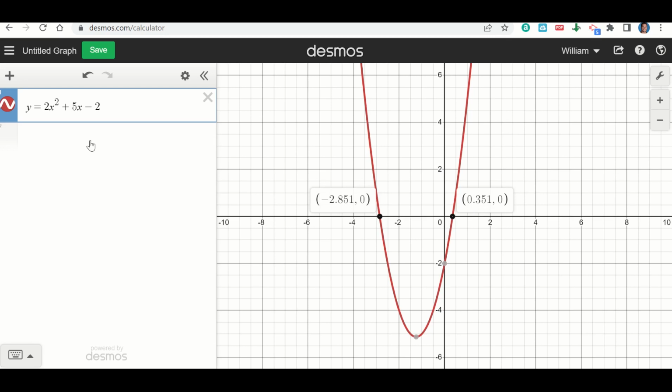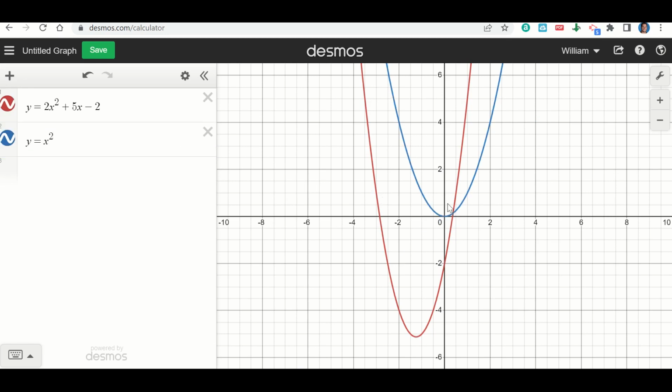So no matter which equation I type in, so I can type in y equals x squared, there's my second one. I can find where it touches the x-axis right here. And if I click on it, it will give me the root, which is the x-coordinate of that point. So this is how you would use Desmos to check the roots for a given quadratic.